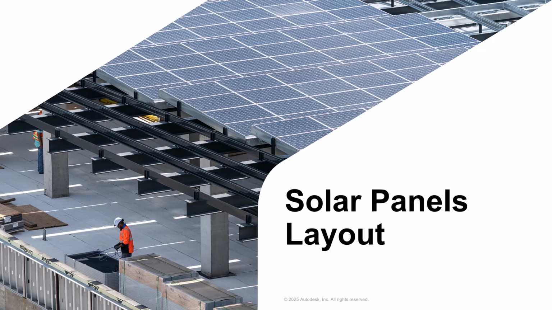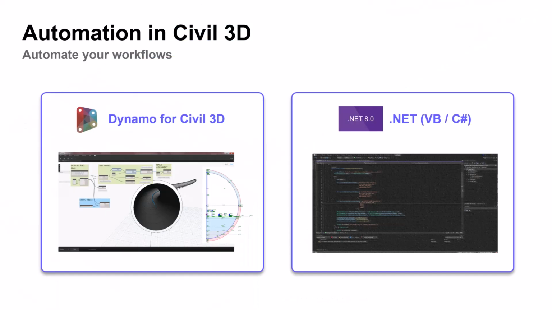Now the solar panel layout. So we have access in Civil 3D to automation based on two main tools. The first one is Dynamo for Civil 3D. The other one is .NET if you're more into programming. This will help, in this case, to automate placement, to model the support and solar panel surface, validate the design and control that everything is within the range, for example, for the supports.